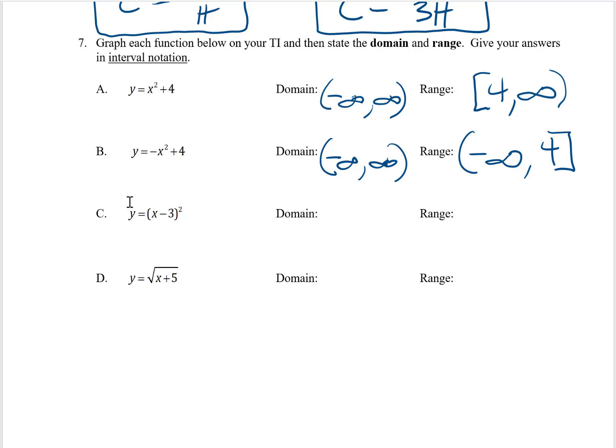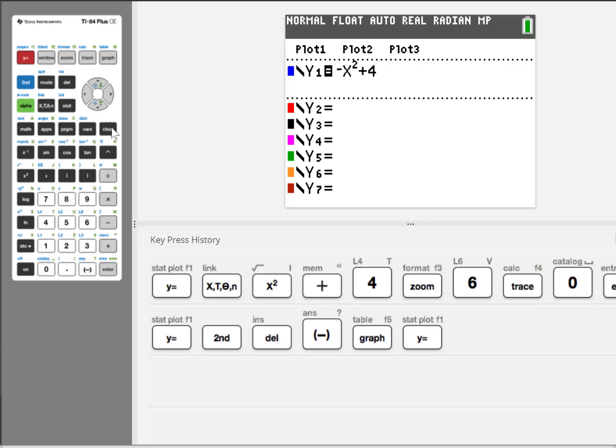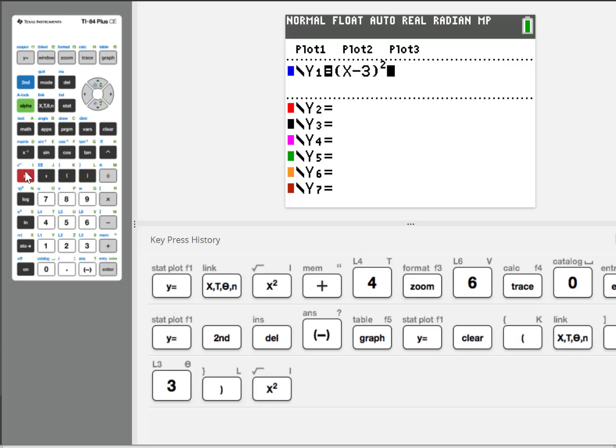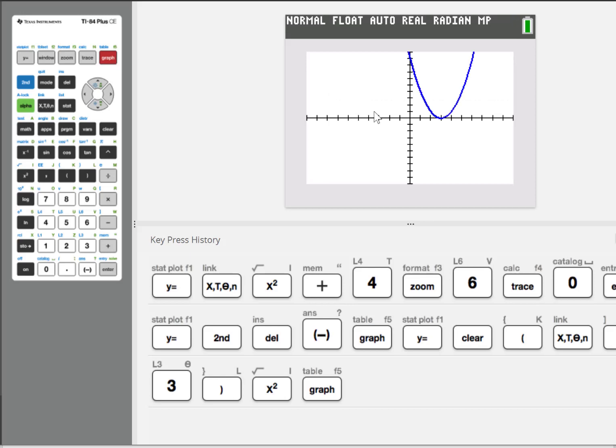Okay, now I have y equals x minus 3 squared. So let's get that in the calculator. X minus 3 squared, we'll hit the graph. It is again a parabola. Now let's see. Same thing with the domain. It just keeps getting wider and wider. Every x will be used eventually.